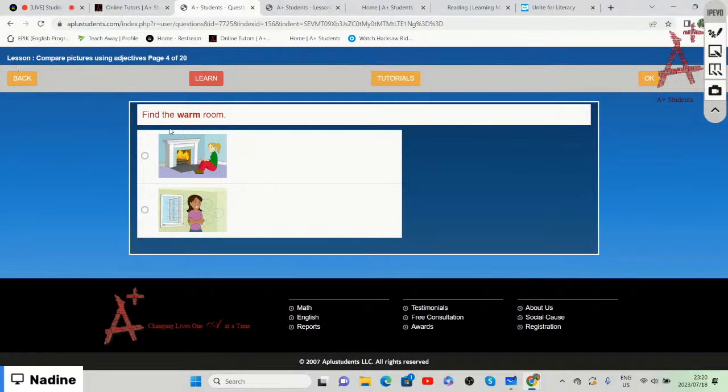All right. And then here they're asking us to find the warm room. So if we were to find the warm room, option 1 or option 2, is the warm room where someone is sitting in front of the fireplace, or where the windows are open and the wind is blowing in from outside the window? So find the warm room.